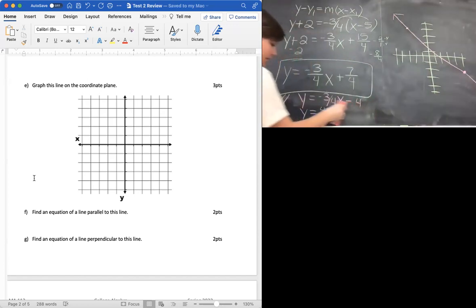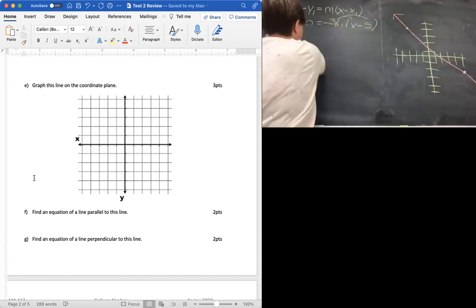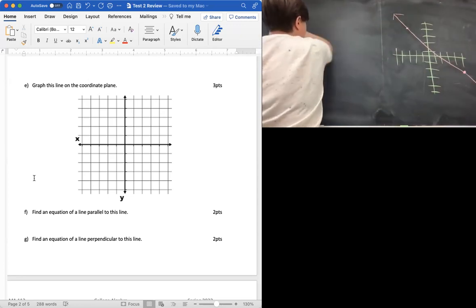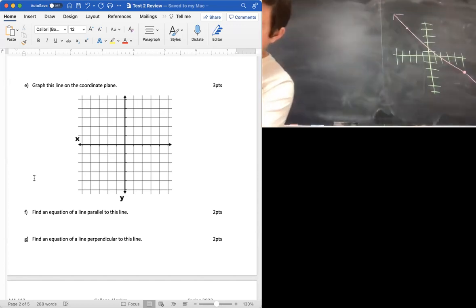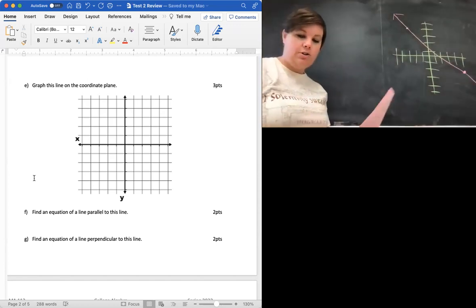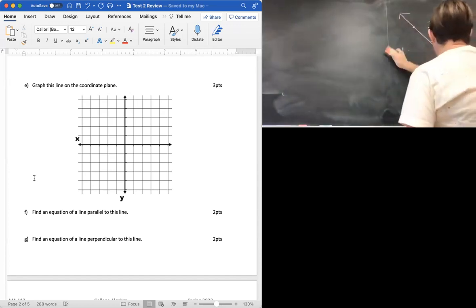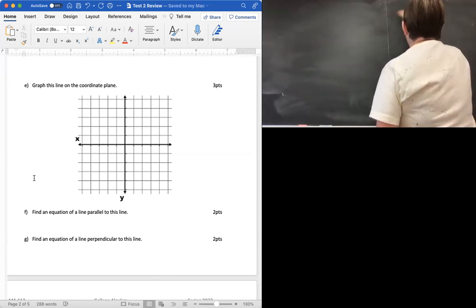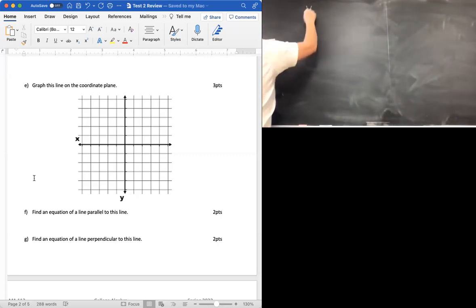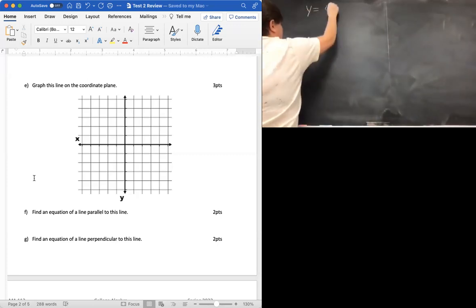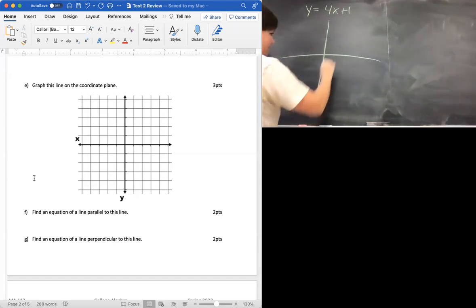So let's move on. Graph some more. Number 4, you have two different equations that we are going to graph. Both of these on number 4 can be found similarly in 2.3. So y equals 4x plus 1. We need to graph this.